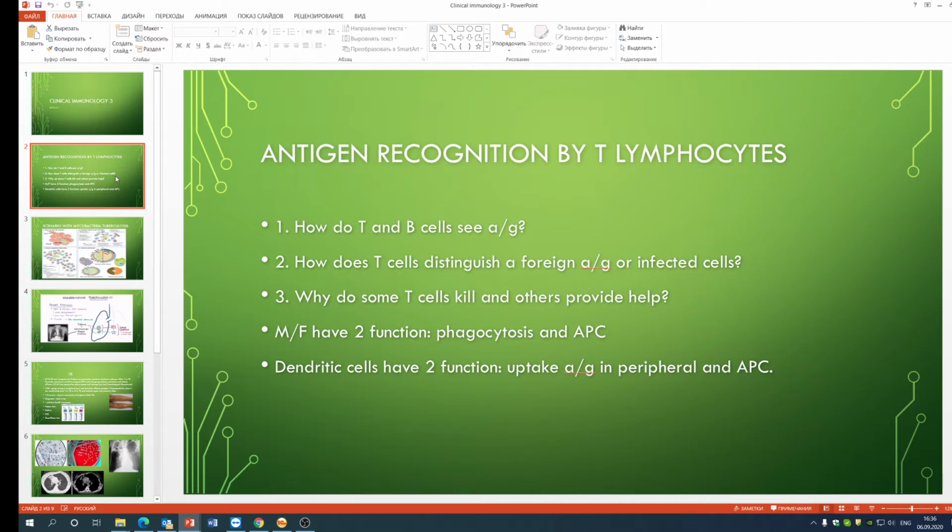So macrophages originally have two functions, phagocytosis and antigen presenting cells. Dendritic cells also have two functions: uptake of antigen in peripheral organs and antigen presentation.